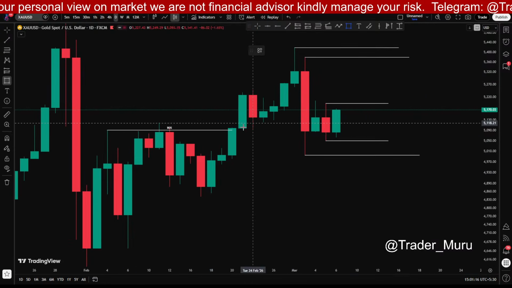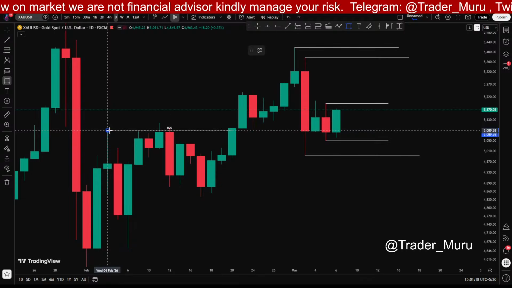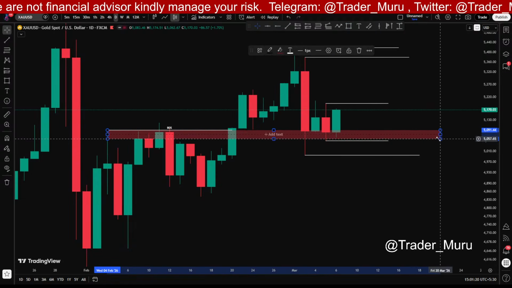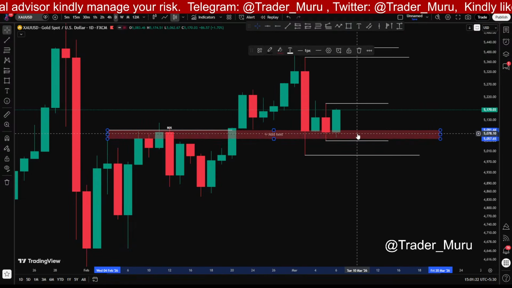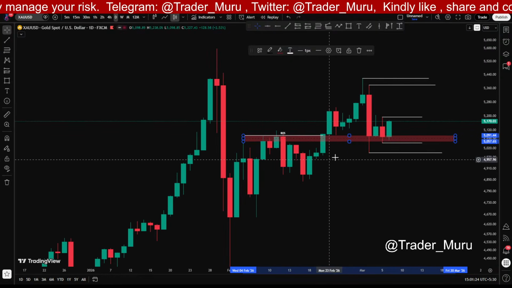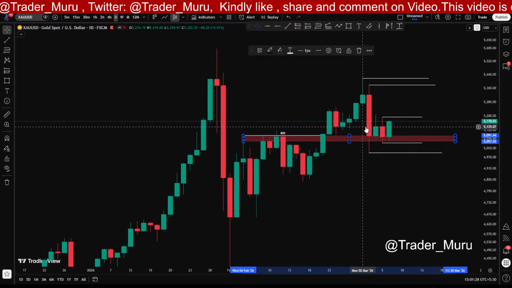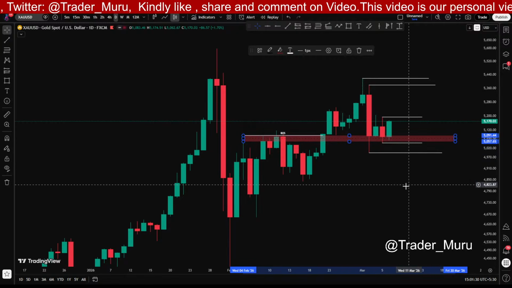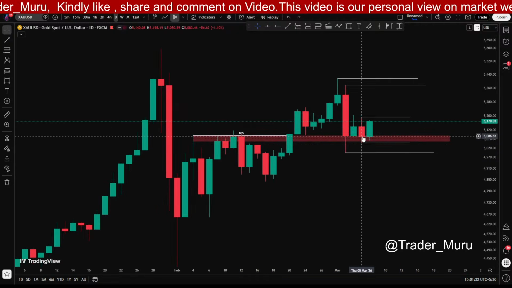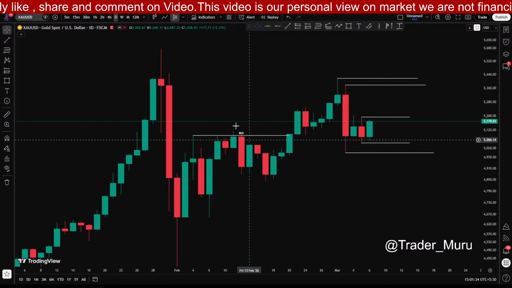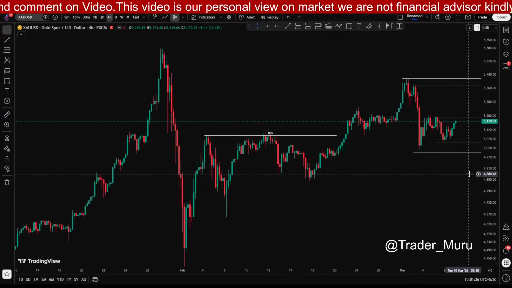and according to the daily time frame, until this area gets broken, price is still bullish. It tried to close below and another candle closed above, so it is just ranging here, ranging near the support area. Now let's see the 4-hour time frame.